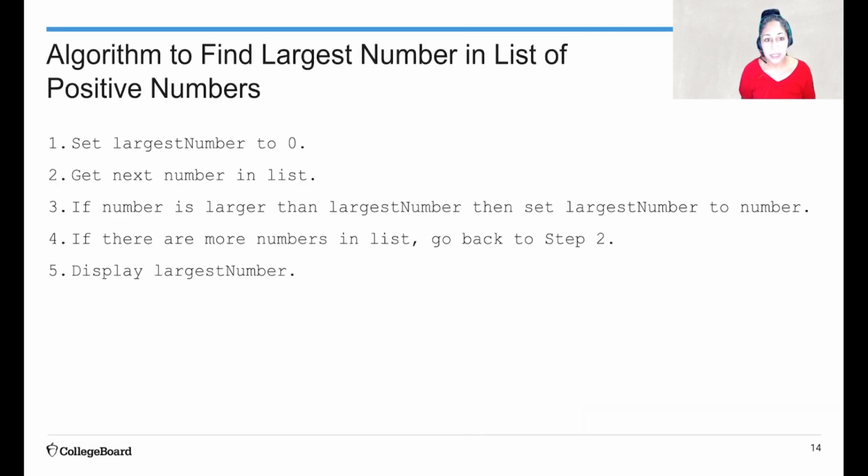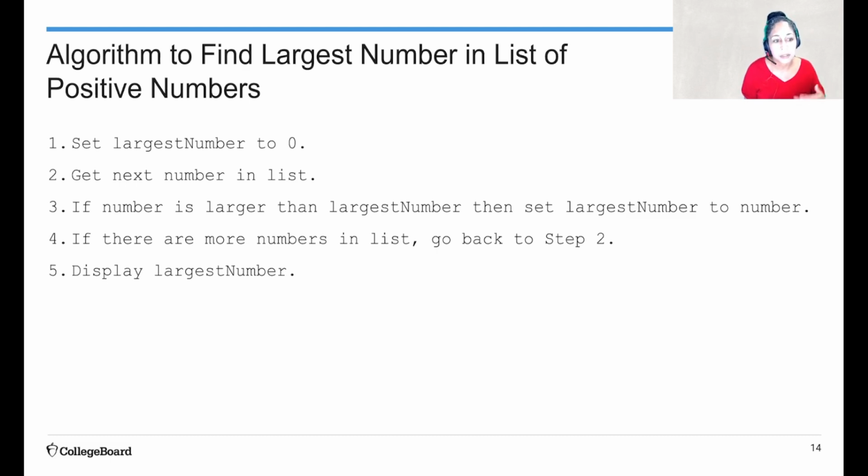I can also represent algorithms in pseudocode. Pseudocode is kind of fake code, right? So it's kind of like a blend of human language and a little bit of coding format. That way we can represent our algorithms as specifically as possible. So in this case, this algorithm is meant to find the largest number in a list of positive numbers.